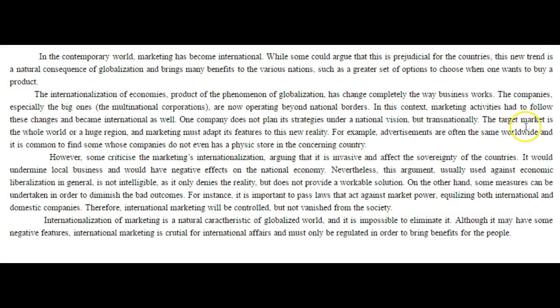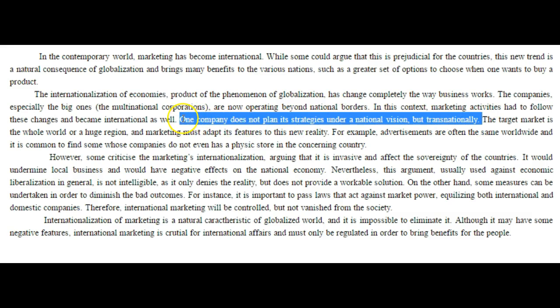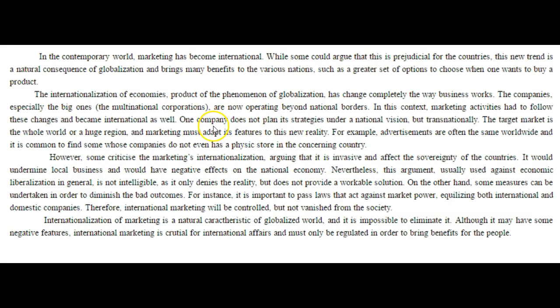In this context, marketing activities have had to follow, or have had to keep pace with, or have had to track these changes, and resultantly have been forced to internationalize themselves. I don't know whether this is necessary. I would, with this paragraph, I think it just needs to become a little clearer.